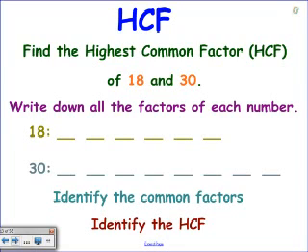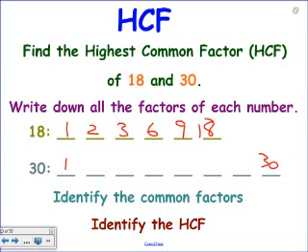1, 2, 3. Where would I start? 1 and 18. 2 and 9. Do the pairs and then you don't miss anything. 3 and 6. So they're all the factors. Let's look at 30 then. Start with 1, 2, then 3, 5, 6. Excellent. So when I look at all of those, which is the biggest number they have in common?